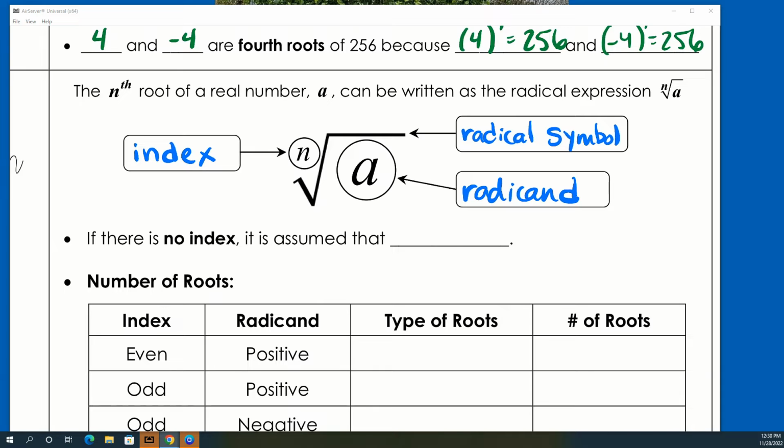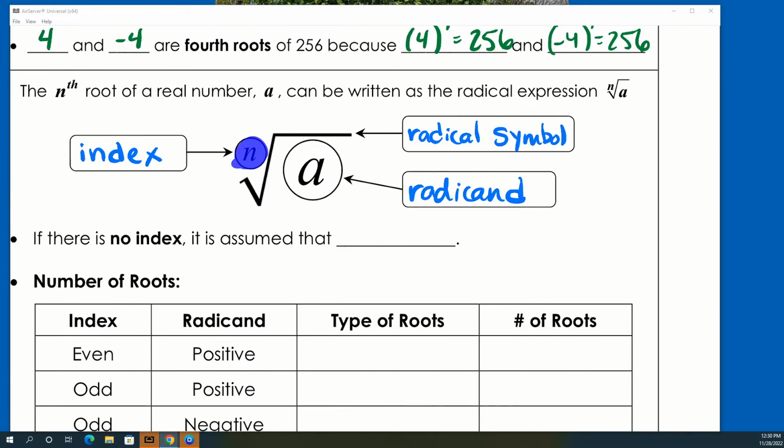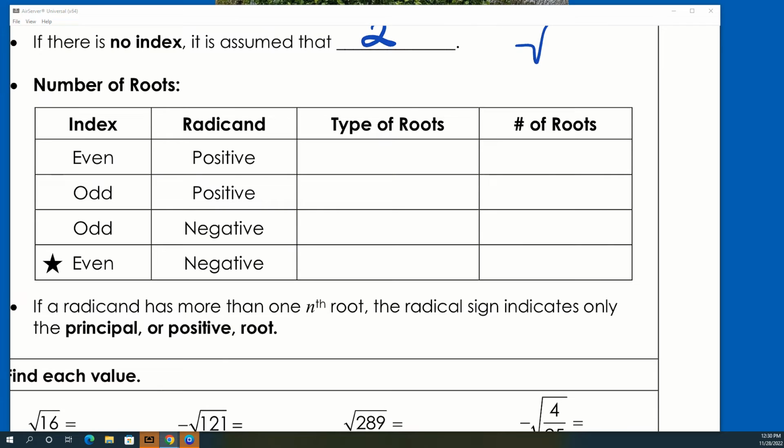What if you don't have a number right here? What if that's missing? What would the index be? It'd be 2, because it's the square root. So if you just have that symbol with no index, no number there, it means the square root. Okay, we're not going to do this whole table. We're going to leave this part off.